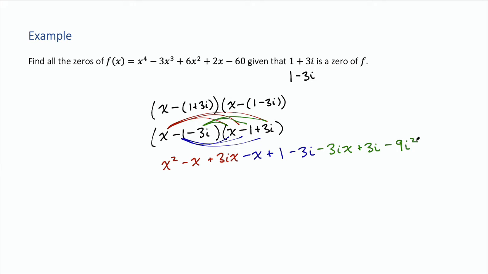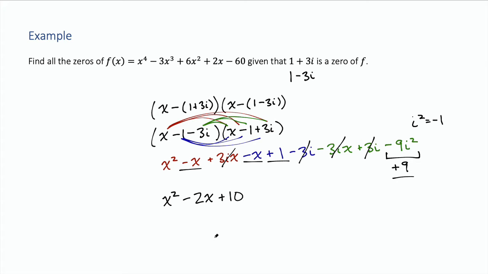So now we can simplify quite a bit. We've got plus 3ix minus 3ix, and minus 3i plus 3i. And this negative 9i squared, because i squared equals negative 1, this whole thing becomes plus 9. Now we can combine our like terms. We've got x squared minus x minus another x is minus 2x. And then plus 1 plus 9 is plus 10. This tells us that x squared minus 2x plus 10 is a factor of this polynomial.